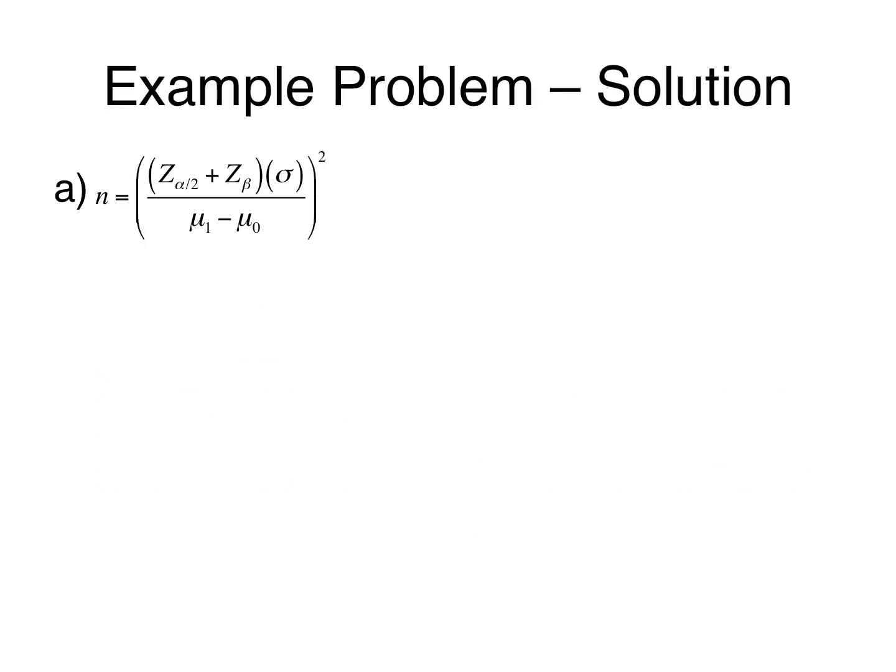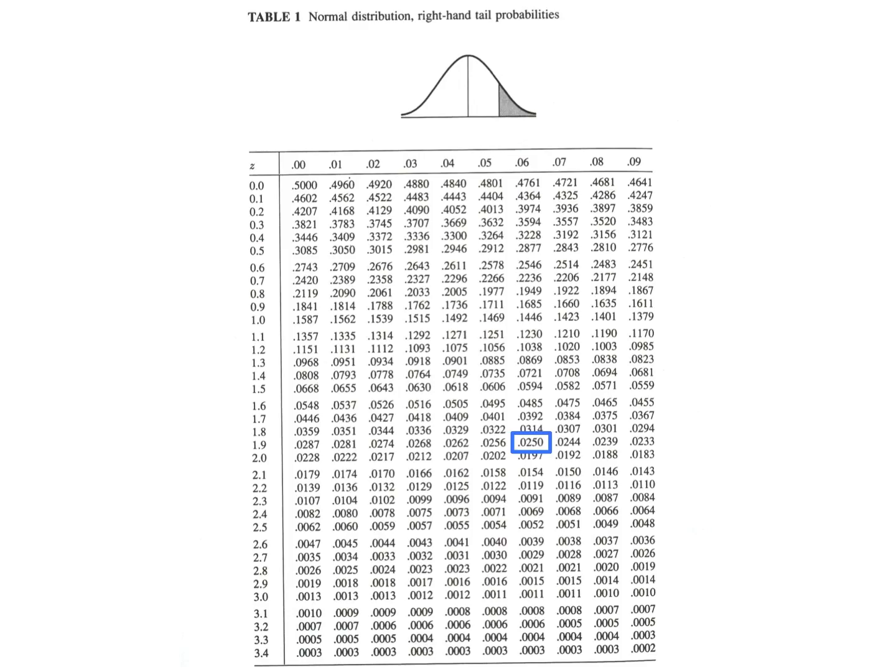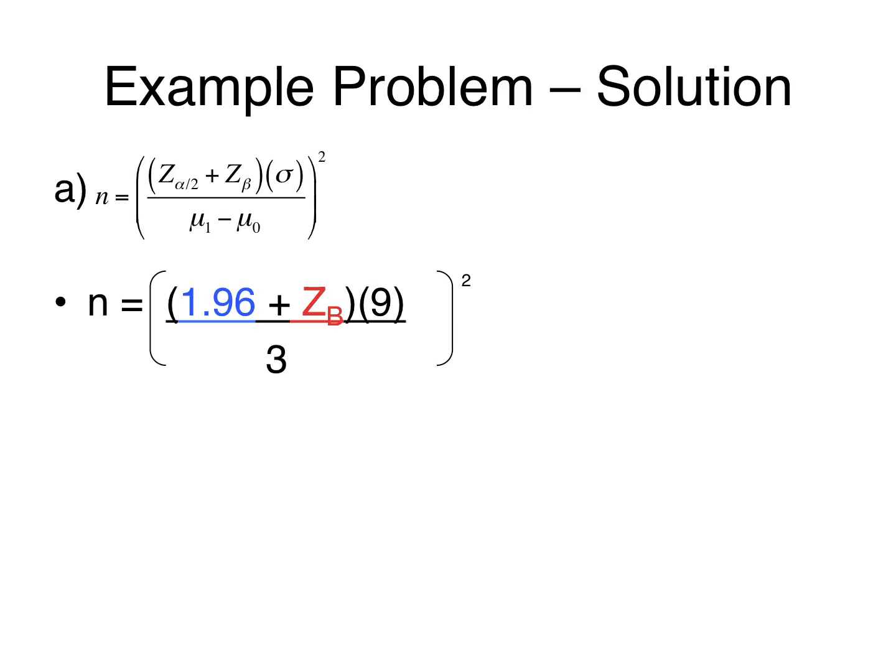So here's our sample size calculation formula. The first thing we do is look at a Z table to determine the first Z value in our equation, our Z alpha. Since this is a two-sided test with a significance level or alpha of 5%, we're interested in the Z score that would give us 2.5% in each tail. So our first Z value in our formula is 1.96.